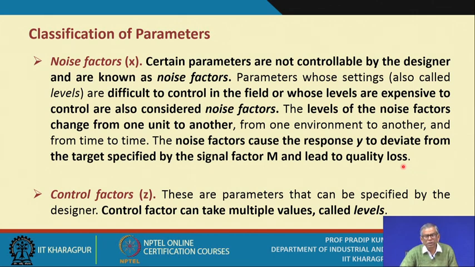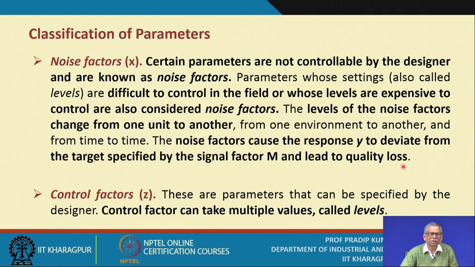What are the control factors? The notation is Z. These are the parameters that can be specified by the designer, like in a typical machining operation, the turning operation. What you find is that the spindle speed is very, very important. So you can control it, like the spindle speed in RPM.